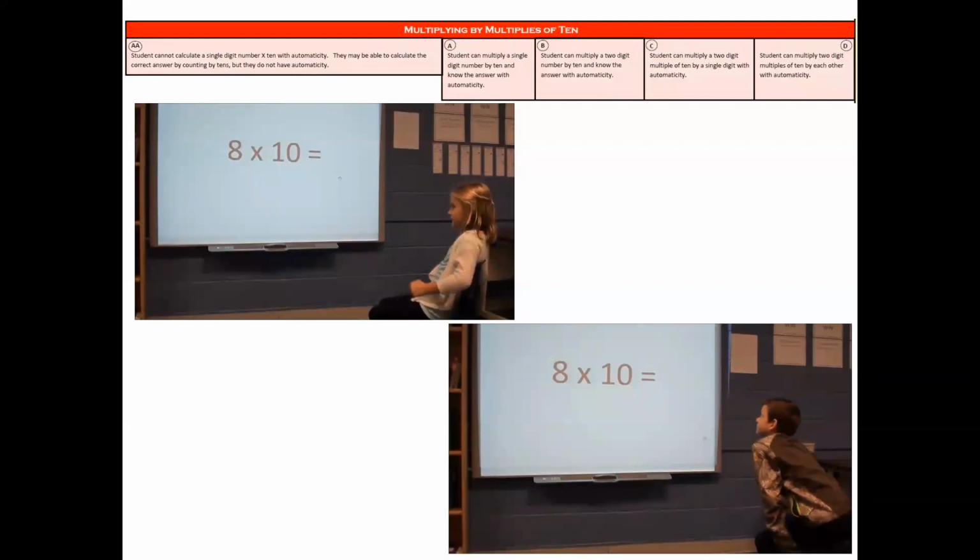So we'll take a look at what it looks like. This is what an AA student would look like. Okay, 10, 20, 30, 80. And as you saw, she counted by 10. So even though she got the right answer, it's too slow a strategy for what she's going to be asked to do. And now this student, he's going to go through all aspects of multiplying by multiples of 10.